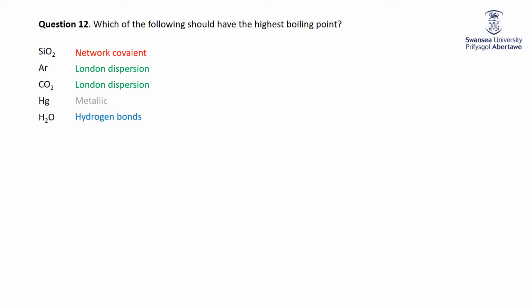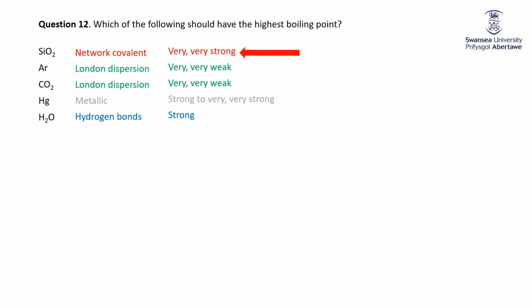H2O has hydrogen bonds. Network covalent, very, very strong. London dispersion, pathetically weak. Metallic can range from strong to very, very strong. Hydrogen bonding, I've put here as strong. Of course, they are strong compared to dipole-dipole or London dispersion. They're certainly not strong compared to ionic, metallic, or covalent bonds. Anyway, which of these is going to be the strongest? Well, the network covalent, very, very strong, so it will have the highest boiling point.